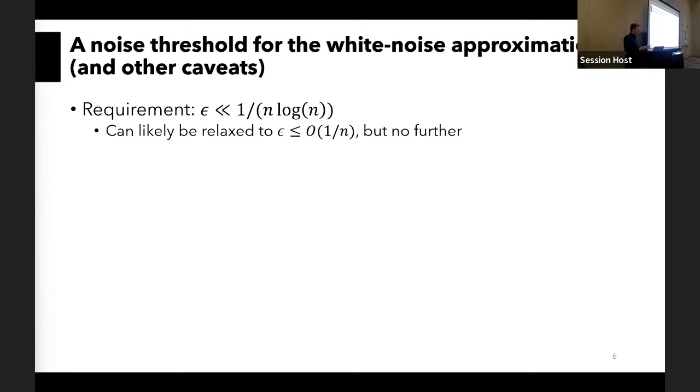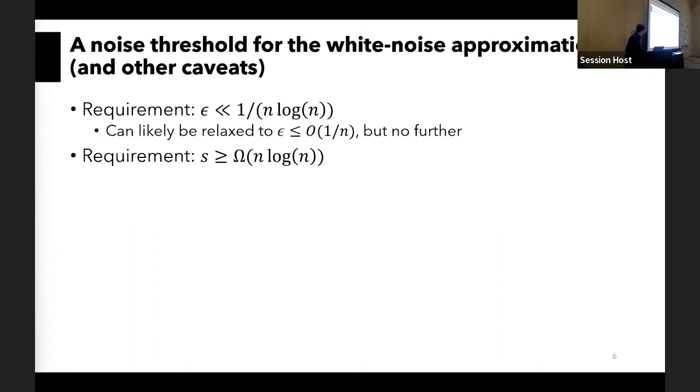But we believe that this is a fundamental requirement for the white noise phenomenon to occur, and that actually if you're above this threshold, then the white noise approximation might just be false. I'll also mention this is one distinguishing feature between this talk and the next talk, where they look at similar things, but they're looking at a different regime where epsilon is not so small. So all of the results are in perfect agreement.